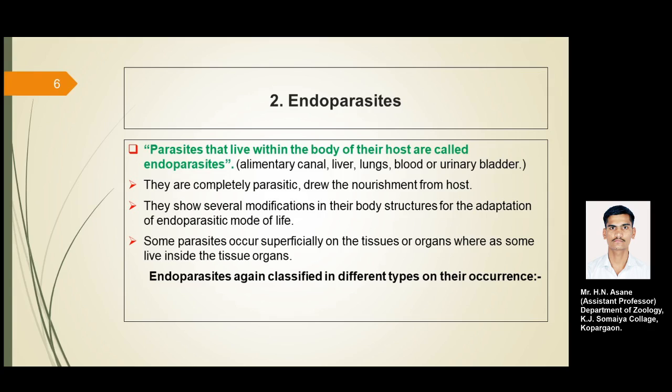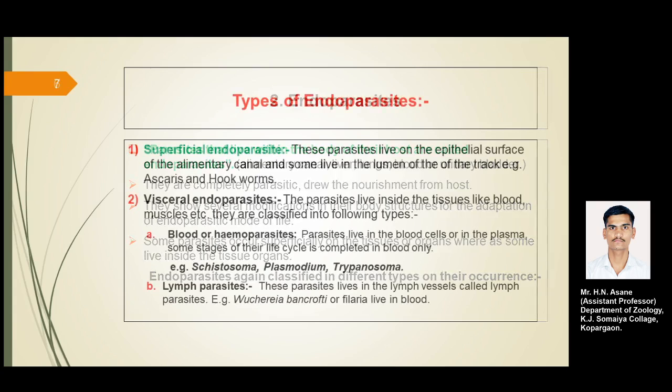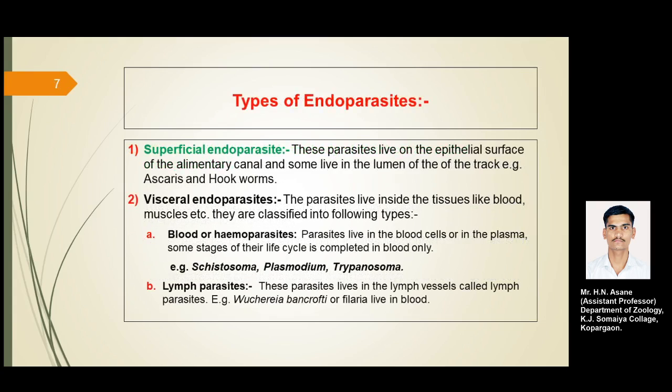Okay, and some parasites occur superficially on the tissue or the organs, whereas some live inside the tissue organs. So let's get in touch with the endoparasites, again classified into different types on their occurrence. Okay, the first type is superficial endoparasites.